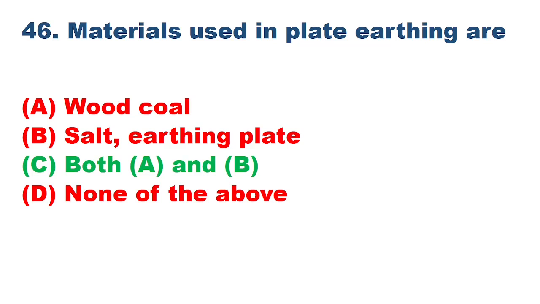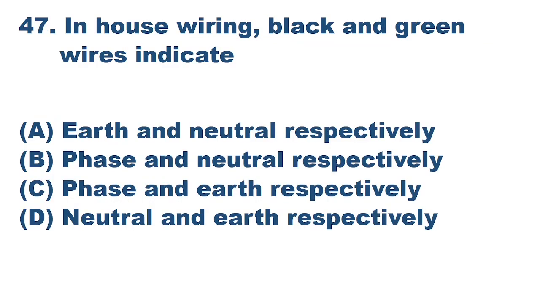So materials used in plate earthing are both the options given in A and B. So option C is the right answer, both A and B. Then we'll go to the next question. In house wiring, black and green wires indicate.